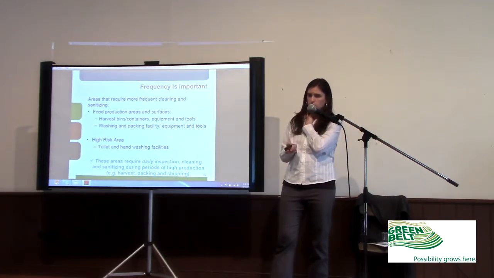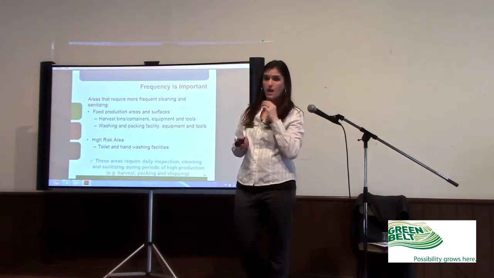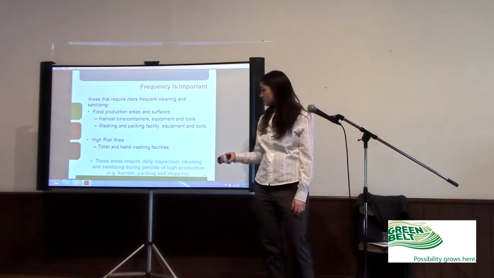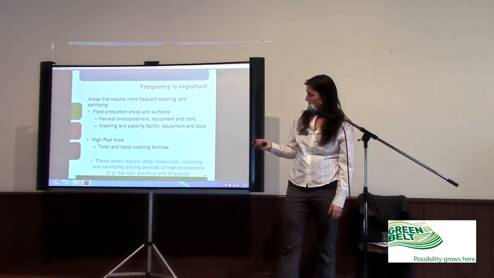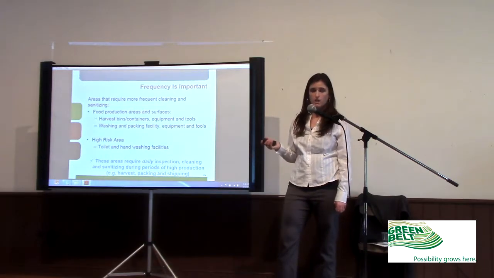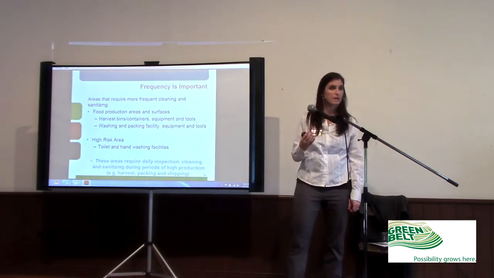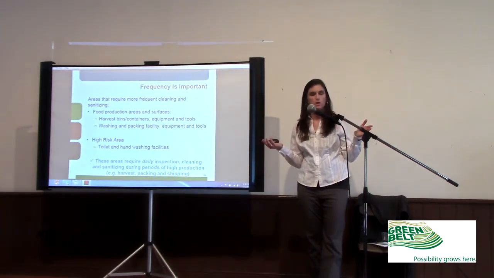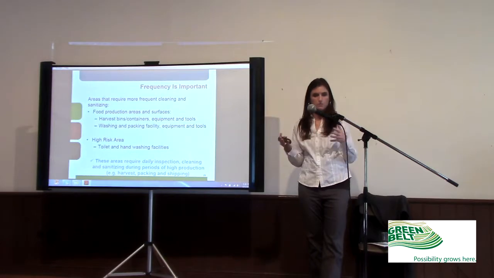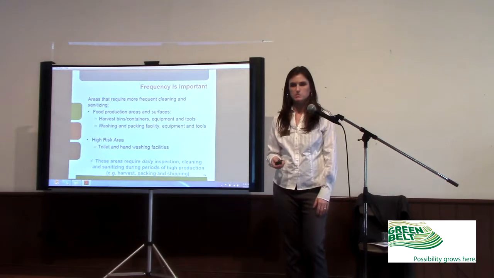Food production areas and surfaces, some of those things are listed there. High risk areas and toilet and hand washing facilities, and we understand why now. These things require daily inspections and a higher frequency of cleaning and sanitizing during high production periods like harvest, because that's where you have the higher opportunity for direct contact with the product, so you want to keep things as clean as possible.